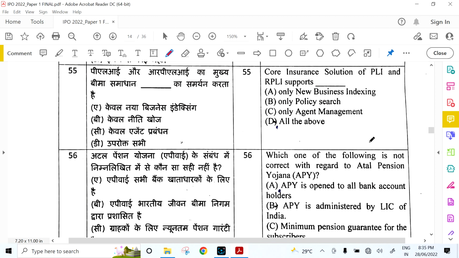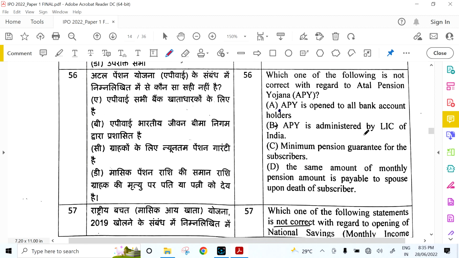Core insurance solution of PLI and RPLI supports only new business indexing, policy search, agent management, all of the above. The answer is all of the above. Which of the following is not correct with regard to Atal Pension Yojana? APY is open to all bank account holders. APY is administered by LIC of India. Minimum pension guarantee for subscribers. The same amount of monthly pension is payable to spouse upon death of the subscriber. The answer is, here it is given as LIC. The answer is not LIC, it is PFRDA.